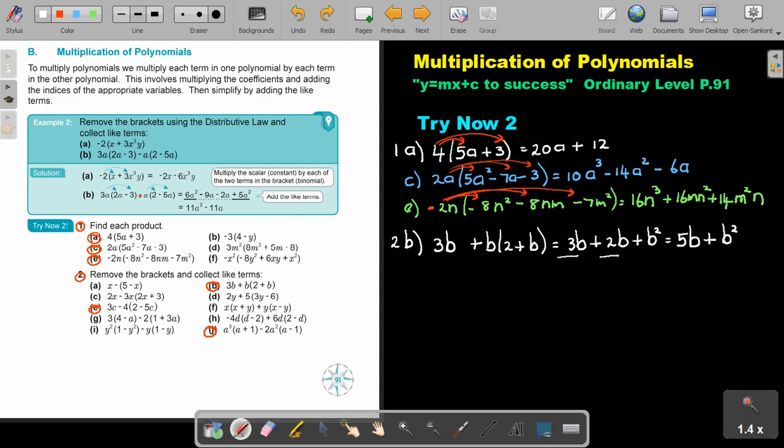Okay, and if I look at number E, so that's going to be 3c minus 4, 2 minus 5c.